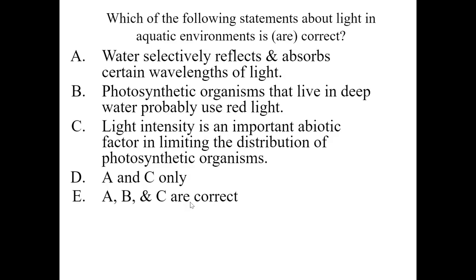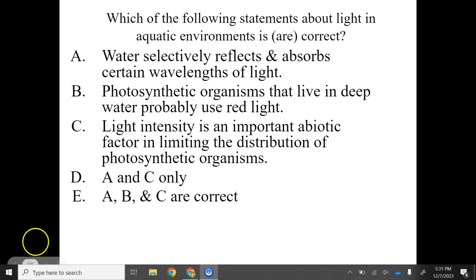Which of the following statements about light in aquatic environments is or are true? A, water selectively reflects and absorbs certain wavelengths of light. B, photosynthetic organisms that live deep in water probably use red light. C, light intensity is an important abiotic factor in limiting the distribution of photosynthetic organisms. A and C are both true, or A, B, and C are all true. Hopefully you picked D, that A and C are both correct, but B is not correct.